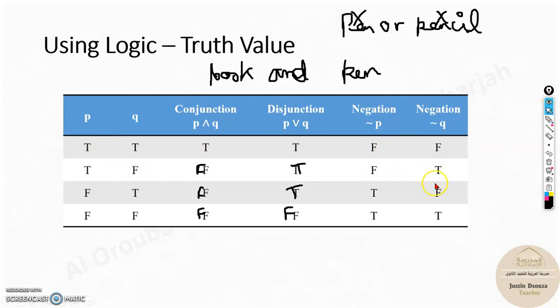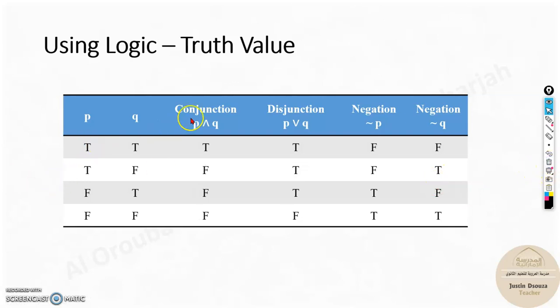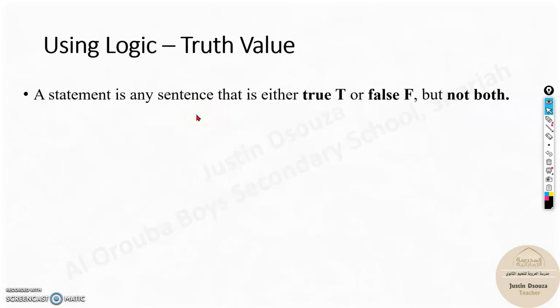So now let's just see the other answers. Over here, conjunction means and, so if any one is false, then it will be false. Both must be true in order to become true. Whereas disjunction is the other way around. Both must be false to be false. If one is true, then it will be true. Negation is just not true. So it is an opposite. If it's true, it's not true, that is false. And if it is false, it's not false, that is true. So these are the truth values. This is basic logic. Now we will go ahead.